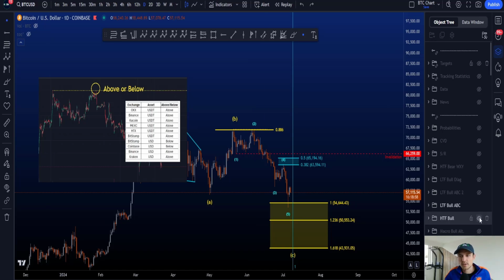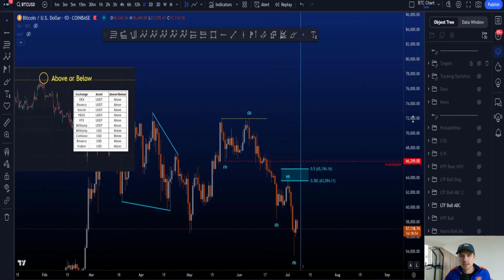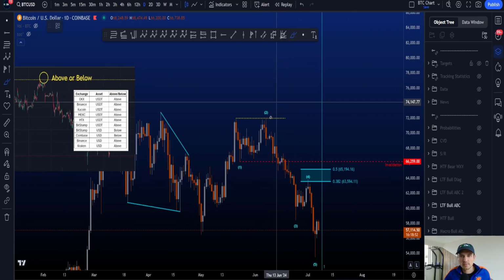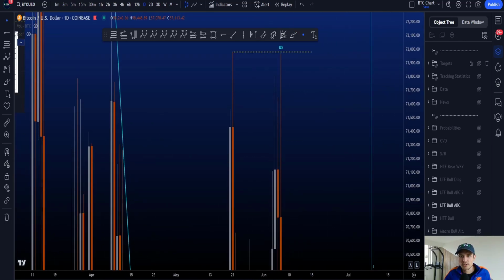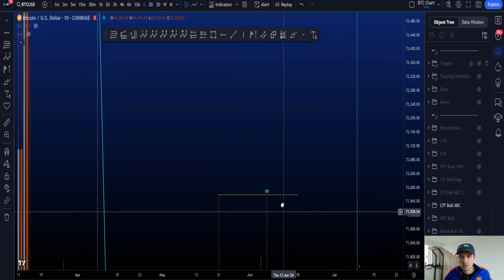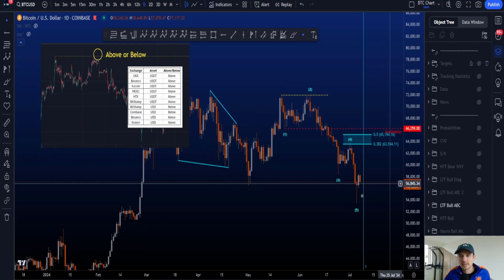So if I quickly clean up the chart and remove the ABC, and we just zoom in to the high of this wave 2 here, then you can see that actually on my chart, the high was not taken. And I used the Coinbase chart here. It was just a few dollars difference, but you can see it actually missed out on taking that high.